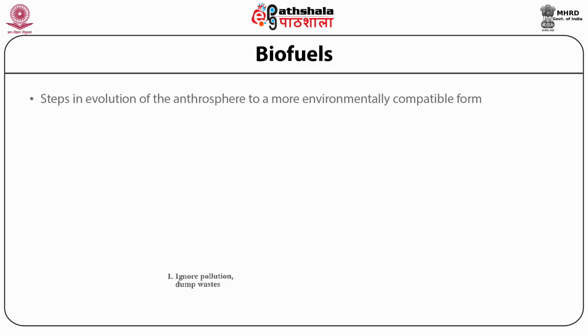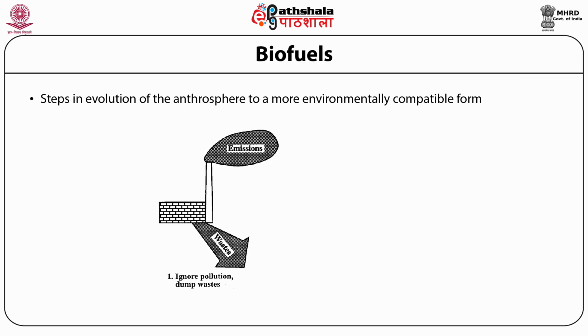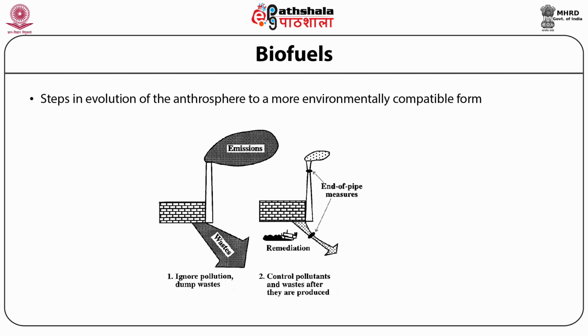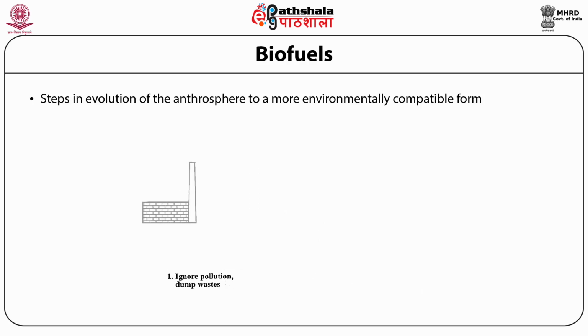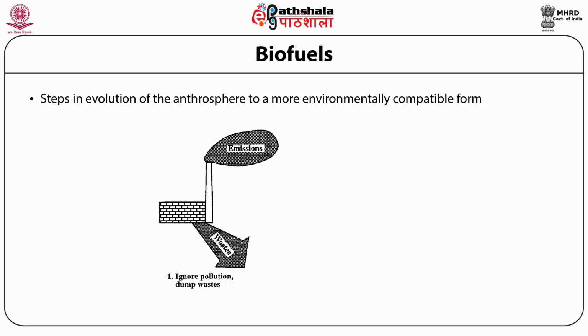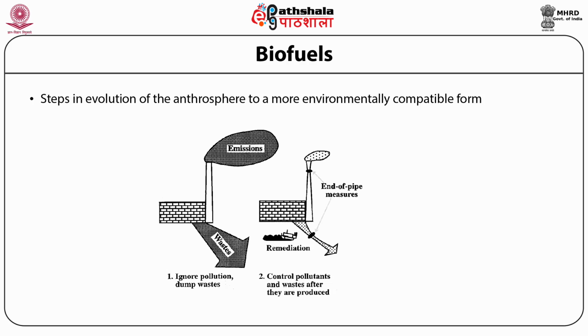There are different steps in controlling the anthrosphere to make it a more environmentally compatible form. There are different pollution sources which dump waste into the environment. This should be controlled by different processes like remediation or end-of-pipe measures. These processes help to close the pollution loop and integrate with the total environment.